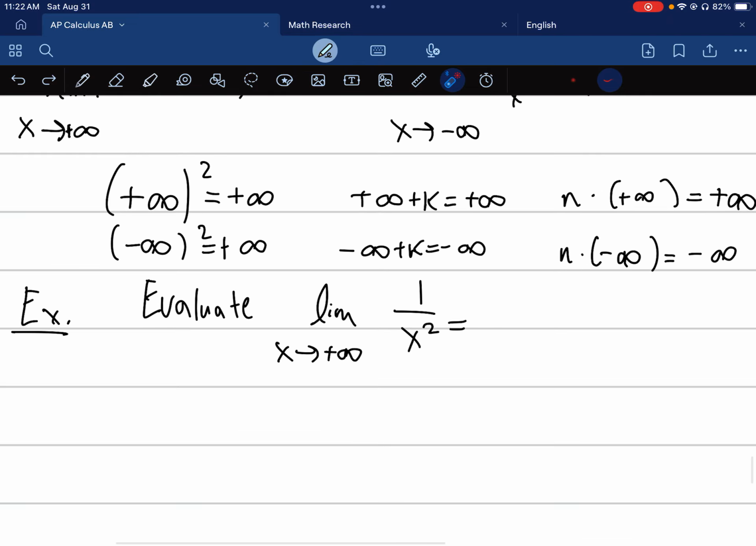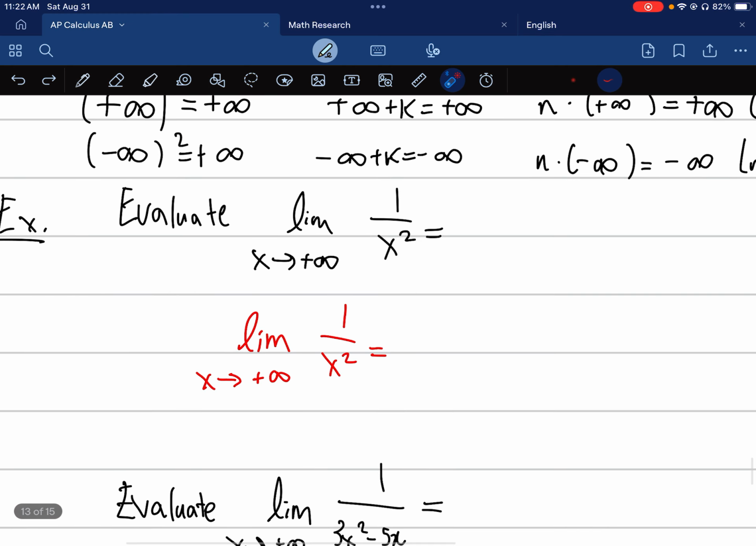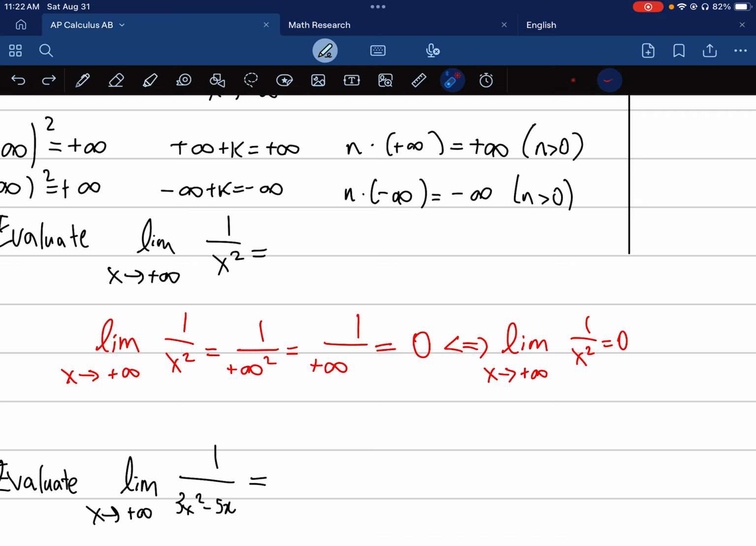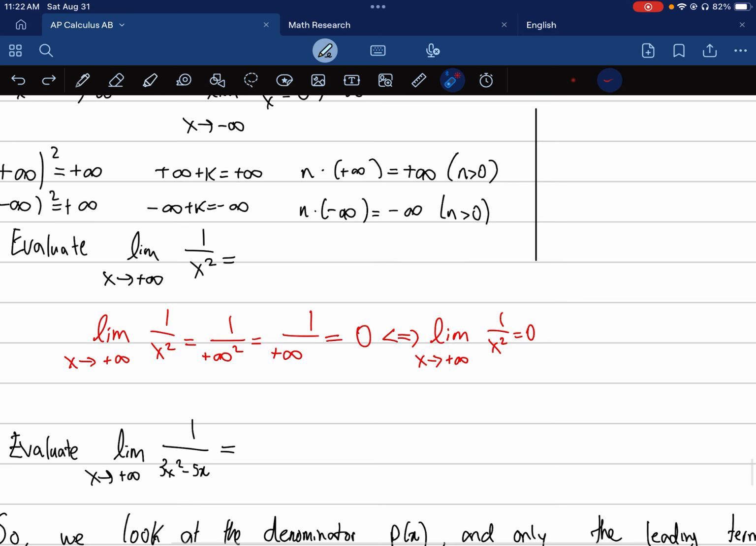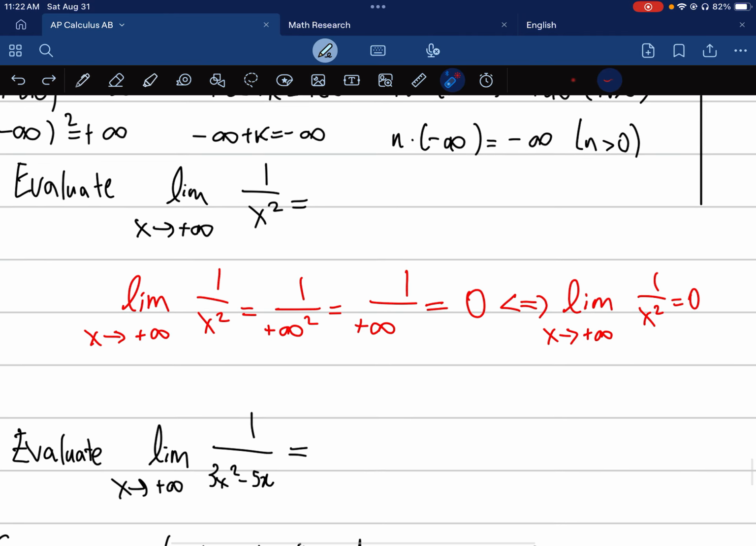So here's an example. Evaluate the limit as x approaches positive infinity of 1 over x squared. Well, this limit is actually just 1 over positive infinity squared, which we know is 1 over positive infinity, which is 0. So that's logically equivalent to saying the limit as x approaches positive infinity of 1 over x squared is 0. Let's evaluate the following limit as well.